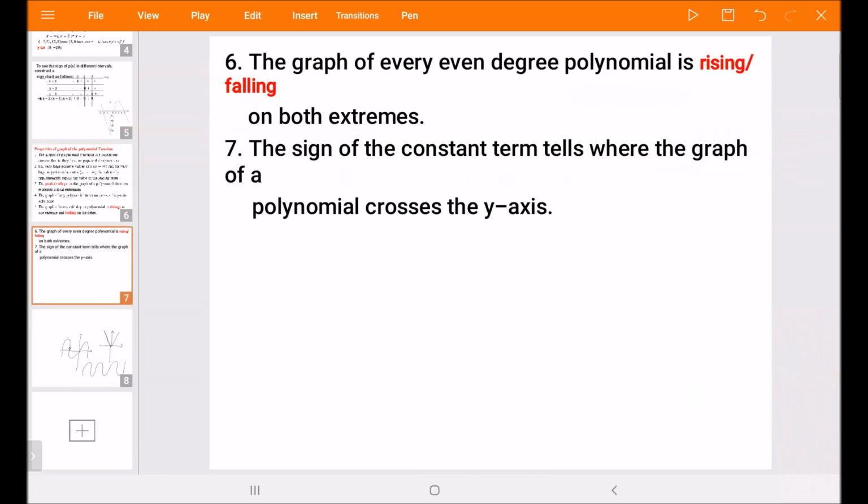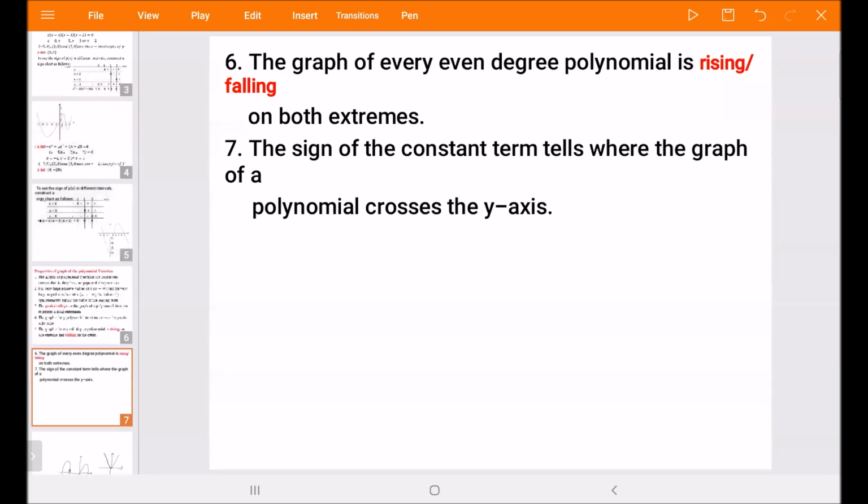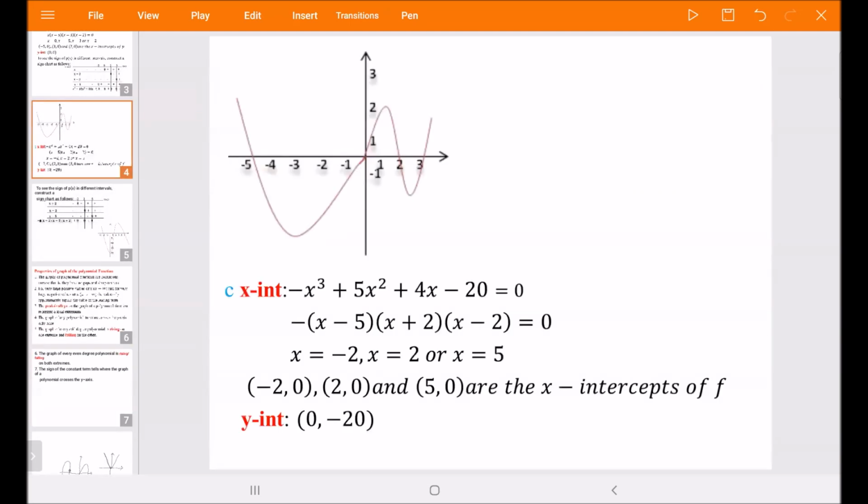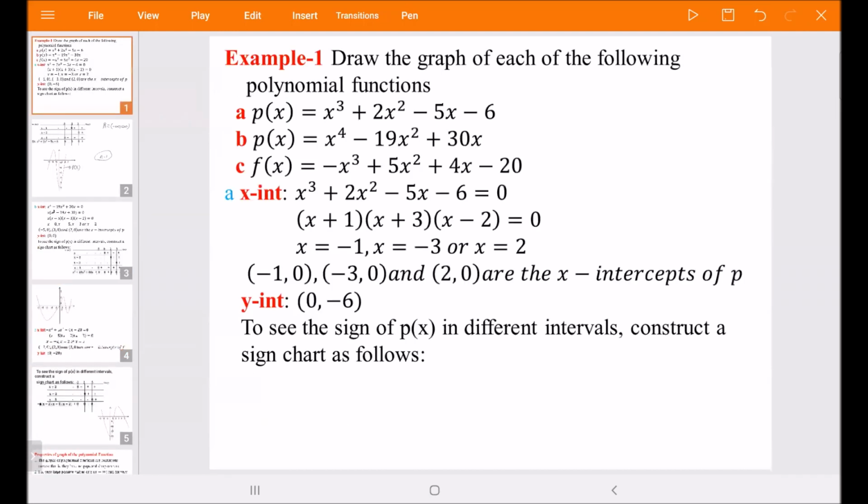The sixth property is that the graph of every even degree polynomial is rising or falling on both extremes. For example, you can take the graph of the second polynomial. It is degree 4, x to the power of 4. Example B means x to the power of 4 minus 19x squared plus 30x. So this is an even degree polynomial.